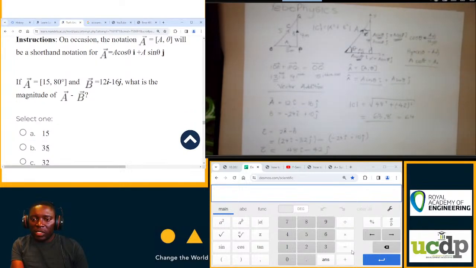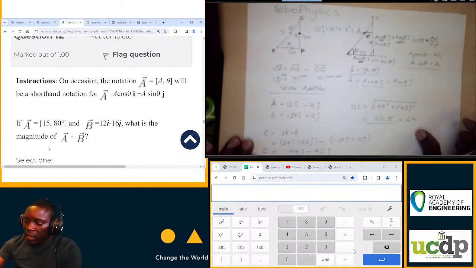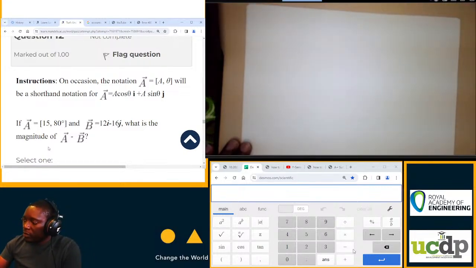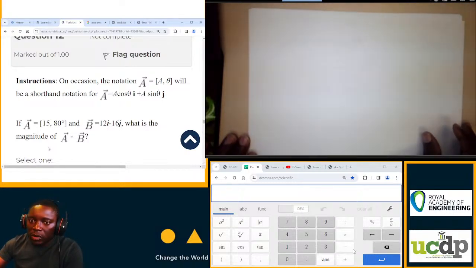So we have a similar question here, where we want the magnitude of A minus B. So we'll simply do the same thing again.